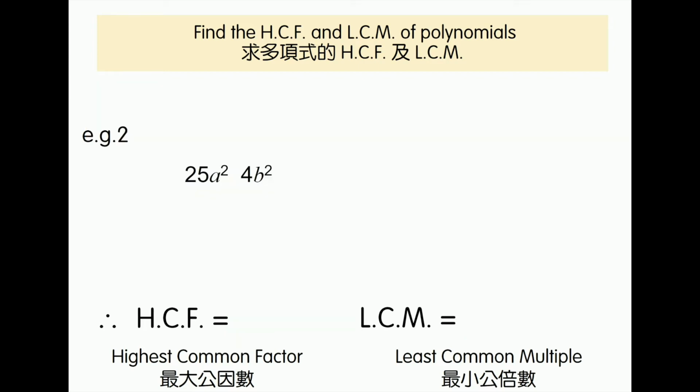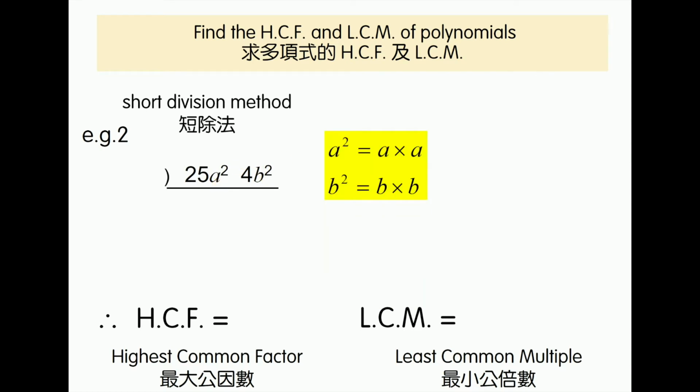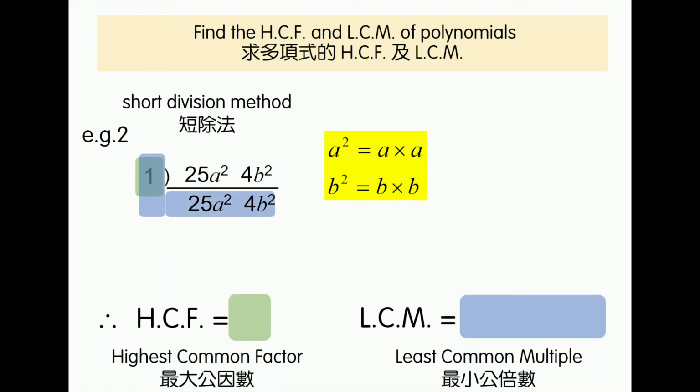Let's try another. The polynomials this time are 25a squared and 4b squared. If we use the short division method, by comparing the numbers, there is nothing that we can take out. For a squared and b squared, by writing them out, we also see that there is no common factor. And so, if we still need to do division, we can only use 1, and the numbers we get are exactly the same. And so, the HCF is this vertical part, 1. And the LCM is multiplying everything in this L shape, which is 100a squared b squared.